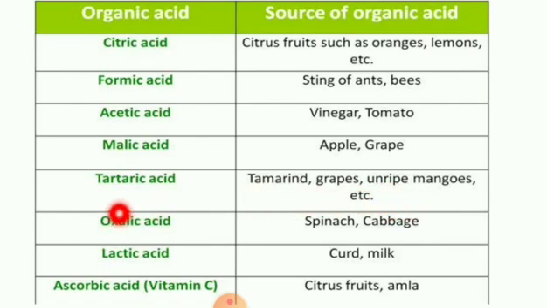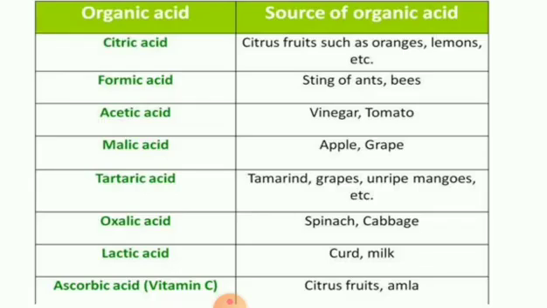Next, oxalic acid. Spinach and cabbage are the sources of oxalic acid. Next, lactic acid: curd, milk. Ascorbic acid, that is vitamin C: citrus fruits, amla. So these are the sources of organic acid.